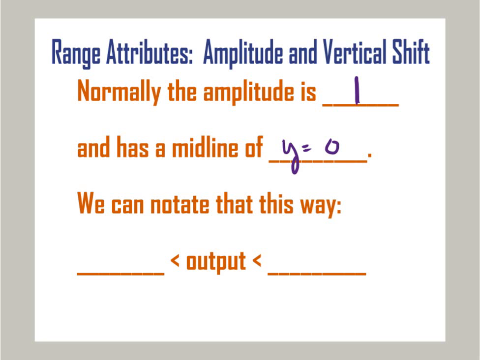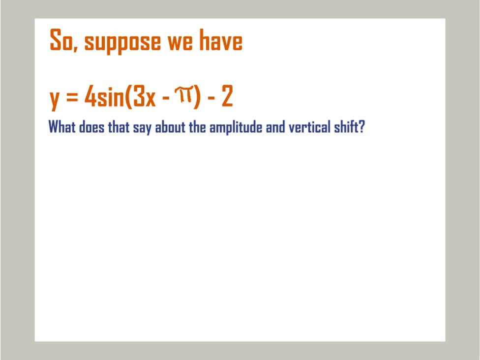So we can notate that this way, that the output, the range values, right? So the range, or if we were using just the parent function, sine x itself, usually runs from -1 to 1, where the midline is the midpoint of those two. It's halfway between -1 and 1. So let's do an example. What does that mean for the example that we just had?